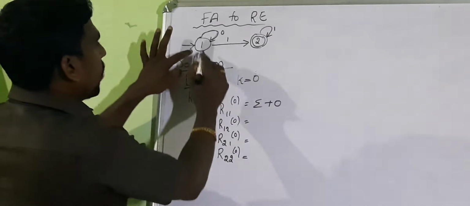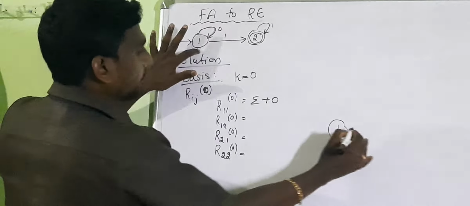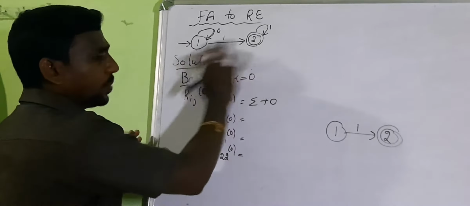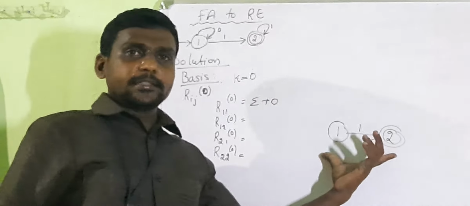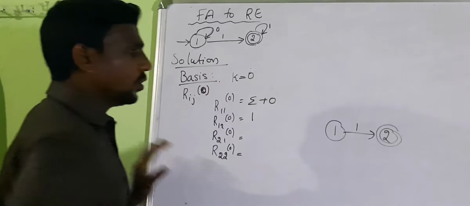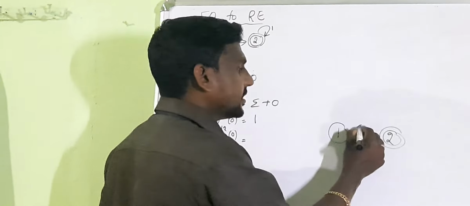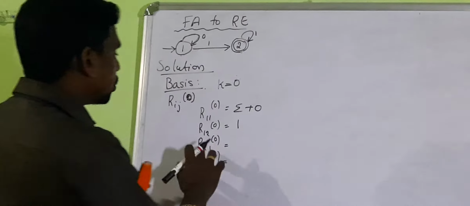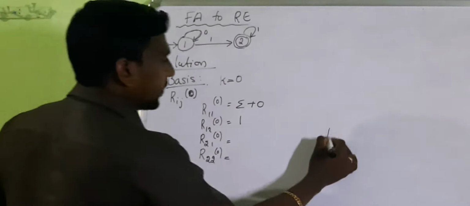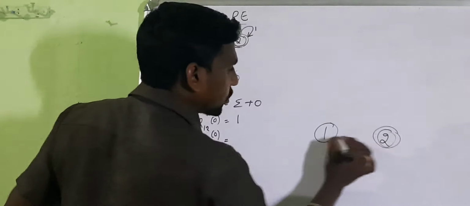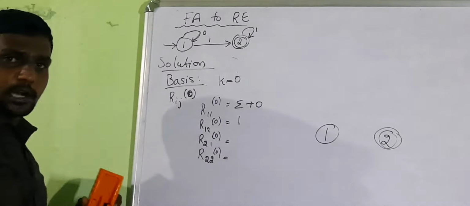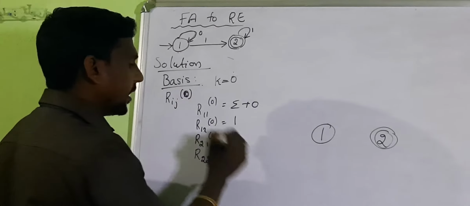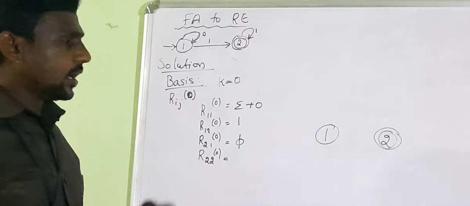R12 power 0, so 1 and 2. I have the states like this, 1 and 2, and the input is 1. Simply this, R12 power 0. If the automata is like this, it comes only as input 1. If we study the theorem, if it is A, we write A. So we have 1 here, so we will get simply 1. R21 power 0, that means 2 and 1. There is no connection in the automata from 2 to 1. So R21 power 0 is simply empty, the null set. Clear? This comes from the automata.